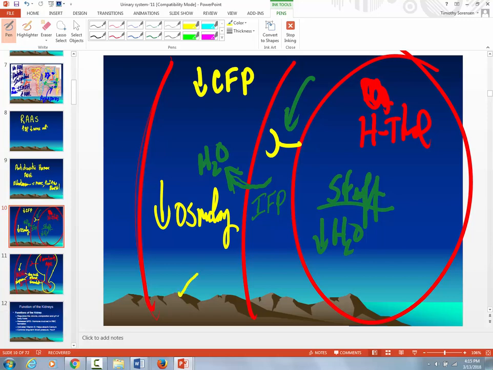It's always going to move from low osmolarity to high. So the syndrome of inappropriate ADH can lead to brain swelling. How do you treat that?